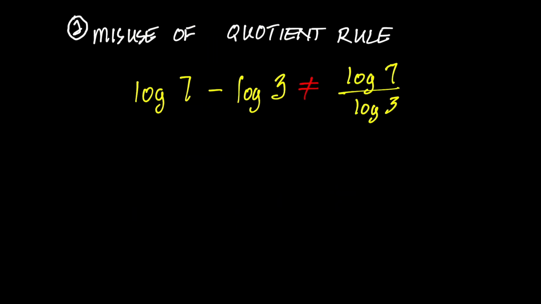This is common misuse number 2, the misuse of what I call the quotient rule. When we have common bases and we're subtracting, we divide, but it does not become log of 7 over log of 3. So this is wrong. The correct way would be to say I've got the log of 7 over 3. We don't put the log in both the top and the bottom. We just take the log of the quotient, 7 over 3.